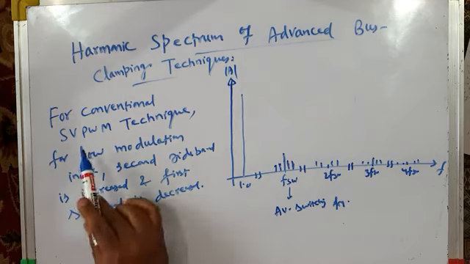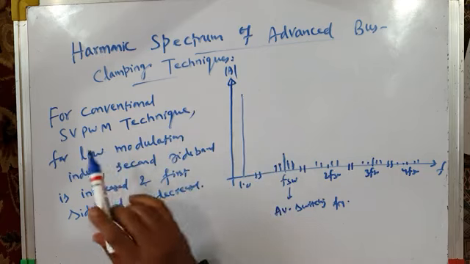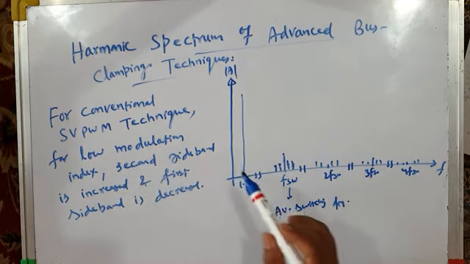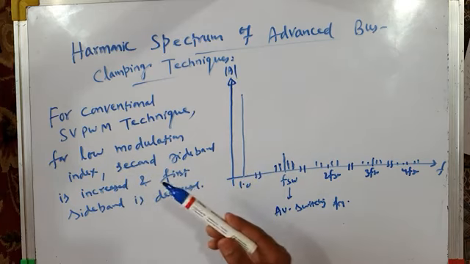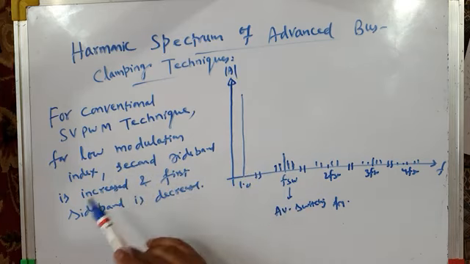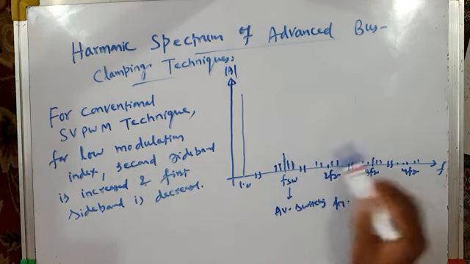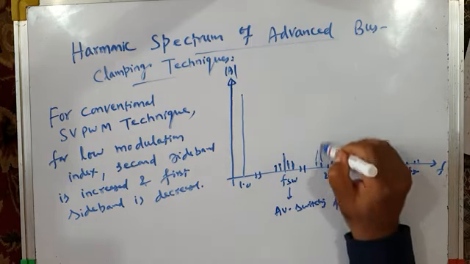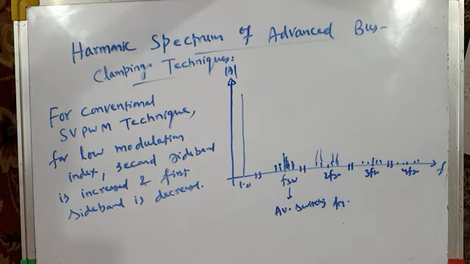If you use the conventional space vector based PWM technique, not the advanced bus clamping technique, and you operate your inverter at low modulation indexes, it has been found through the literature, through research, that at low modulation indexes you have this. Now our main concern is the first sideband and second sideband. Other sidebands are not our concern. It has been found that the second sideband increases and the first sideband decreases.